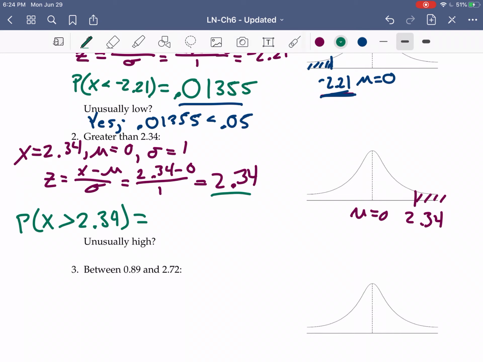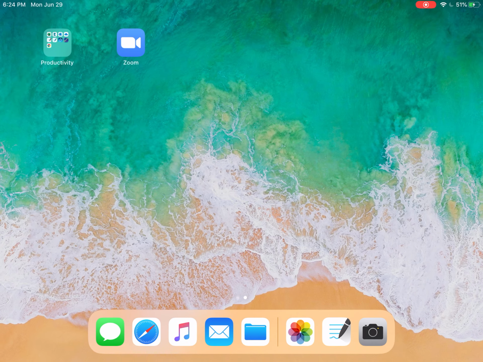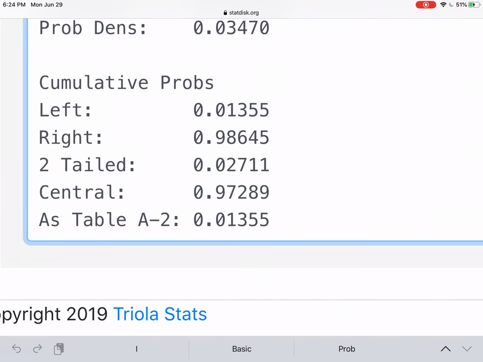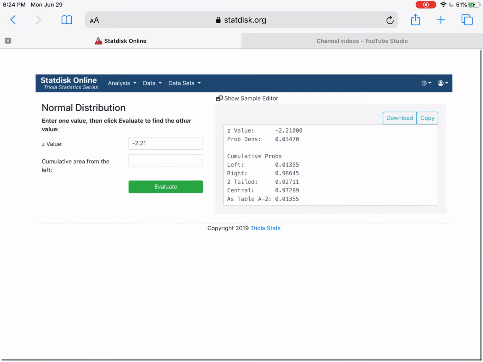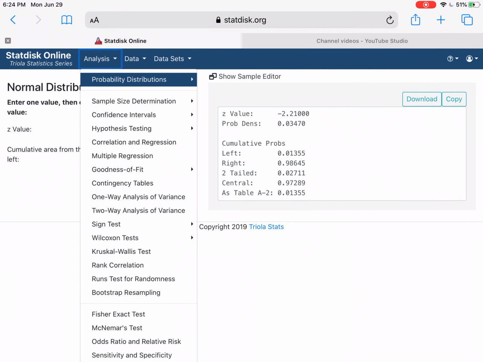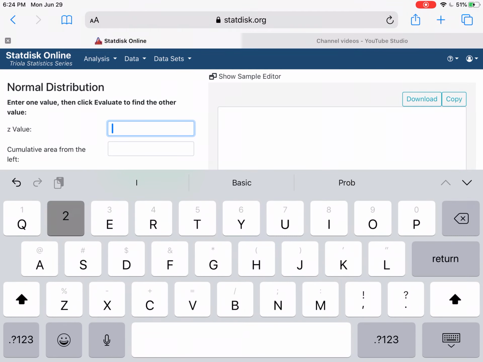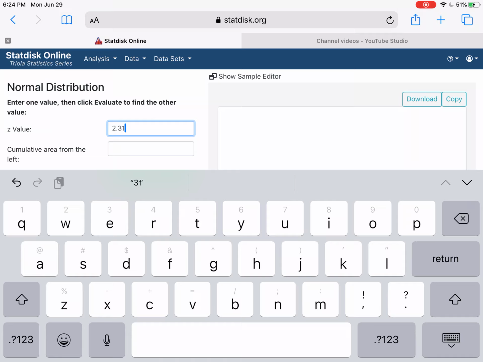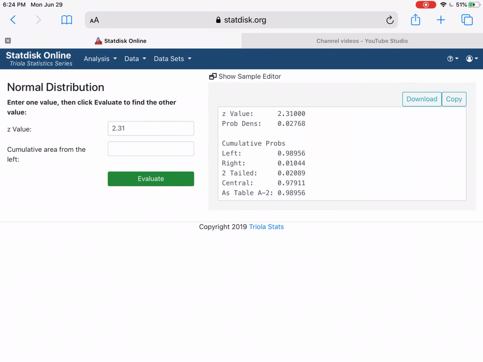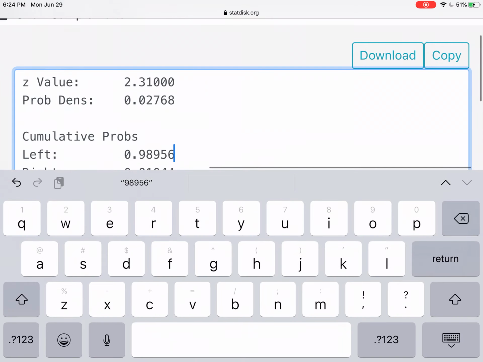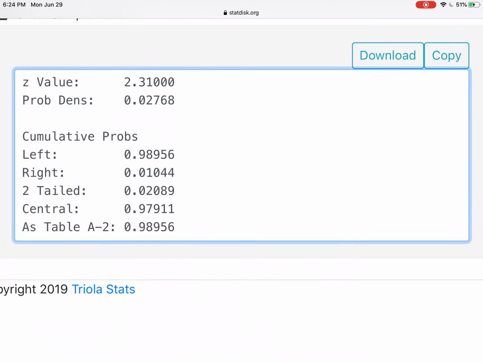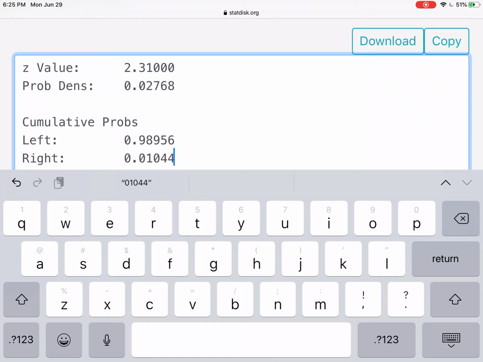We're going to take the 2.34 and throw that into StatDisk. So again, in StatDisk, we're right here, but let me go through those steps again. We would choose analysis, probability distributions, normal distribution. I'm going to enter the z-value, 2.31, and evaluate. This time, the area to the left is not the value we want because we shaded the area to the right. So 0.01044 is the area that we want. That is the probability that is more than 2.31.